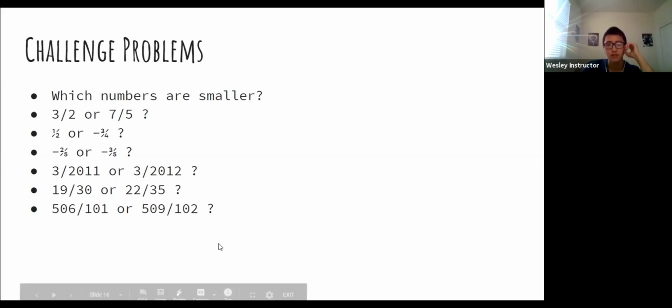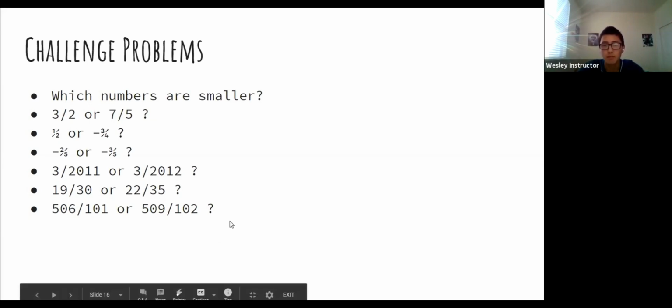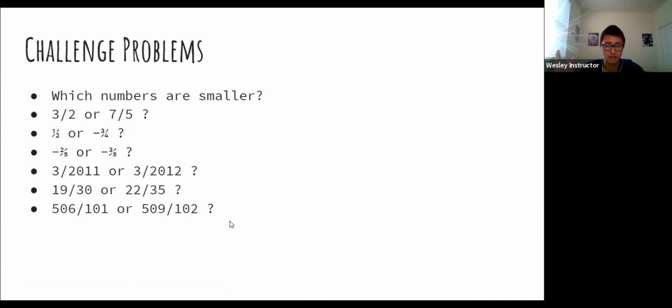So for the last one, you guys kind of got to think outside the box, think of different strategies you guys might use. But most of the time, find an LCM, find a common denominator, and then compare the two.